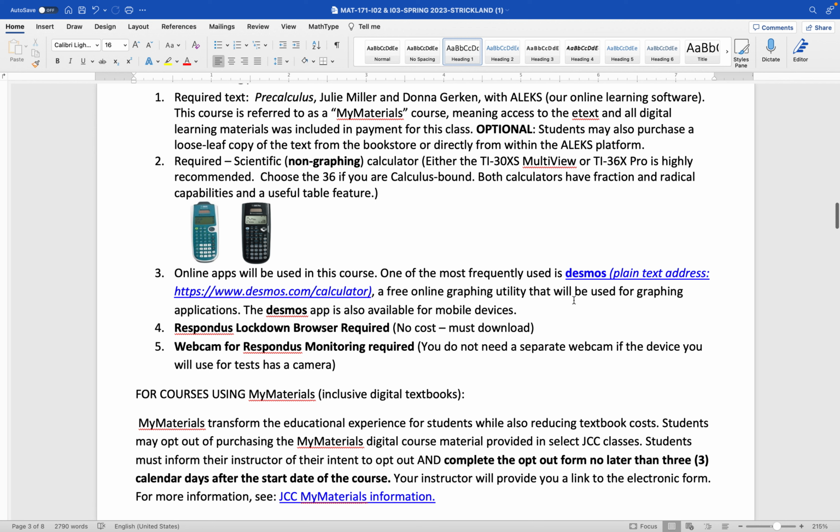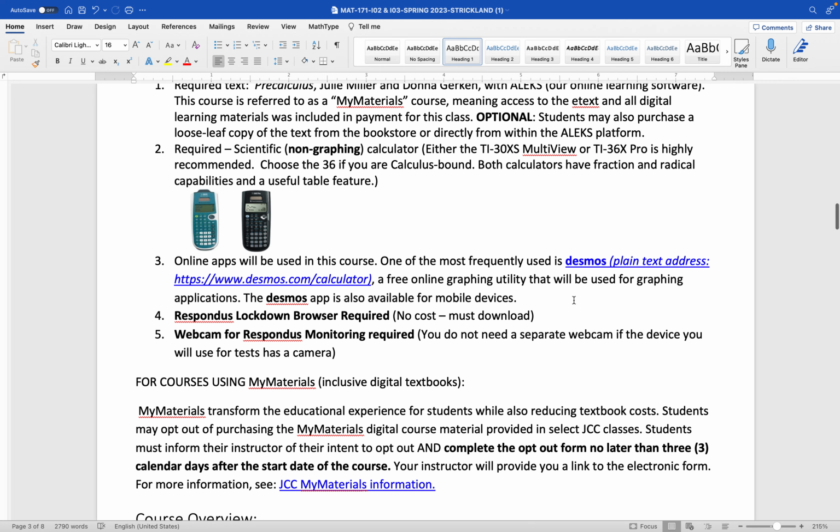Also, I'll be making reference to Desmos, which is an online piece of software, and using that as a visual tool in terms of how graphs appear. For the course, we'll also be using the Respondus Lockdown Browser, and this will be through ALEKS. I'll be providing information regarding that as we get near test time. When taking online tests, you'll need a webcam for Respondus monitoring, and you do not need a separate webcam if the device you use for tests has a camera.